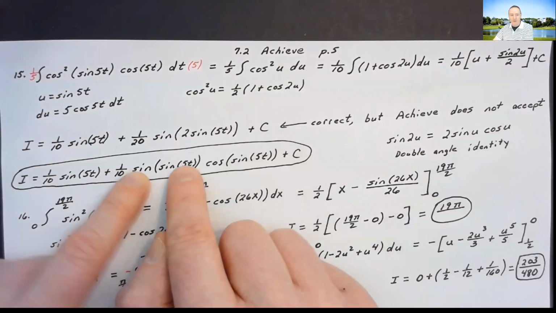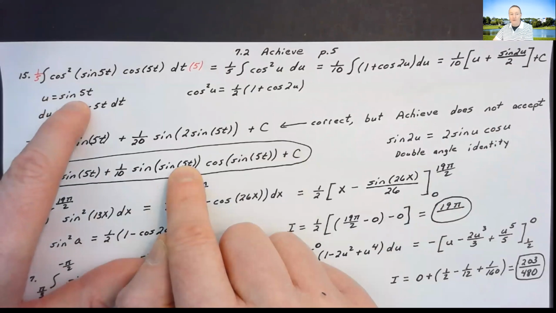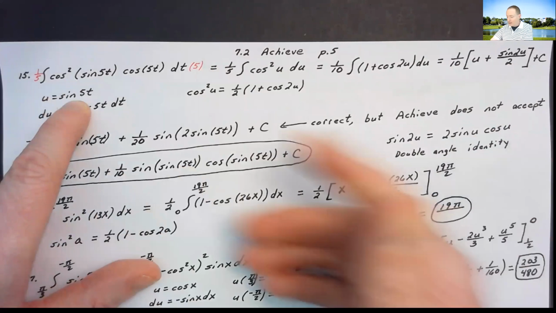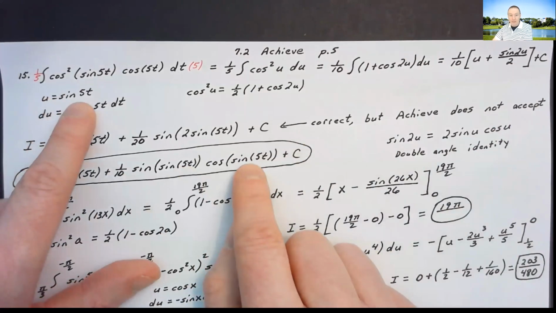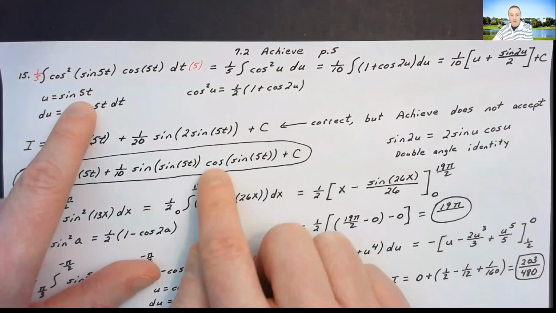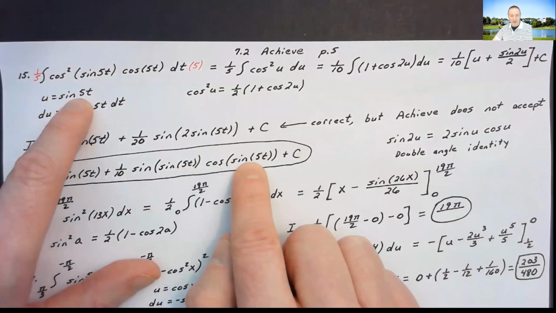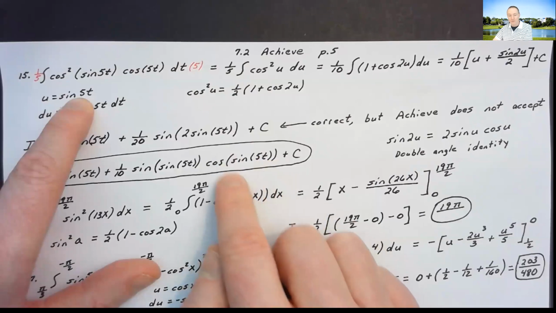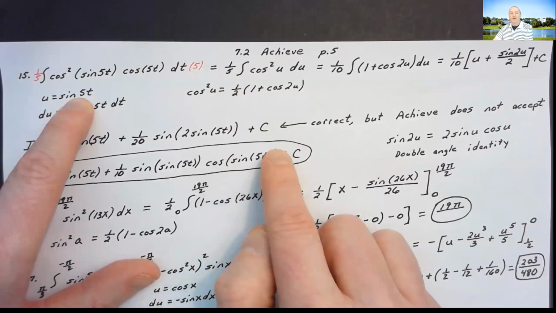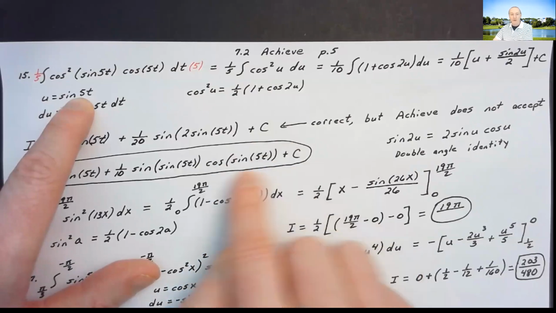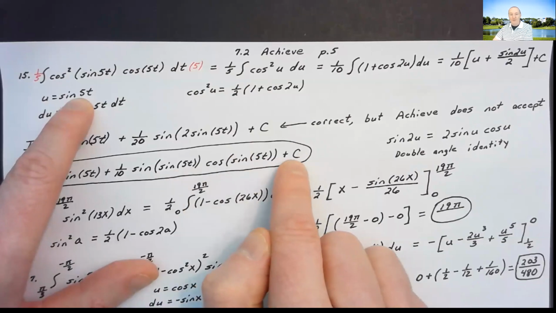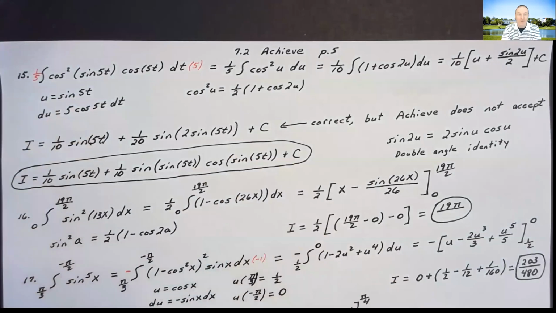Well, the sine of u becomes the sine of the group sine of 5t. And then I would have times the cosine of u. Well, the cosine of u, the cosine of that angle, the sine of 5t. That's a lot of parentheses. The cosine of, the sine of 5t, close, close. So please make sure you use your parentheses correctly in this problem, plus your constant of integration. And then once you get that answer, Achieve is happy with it.